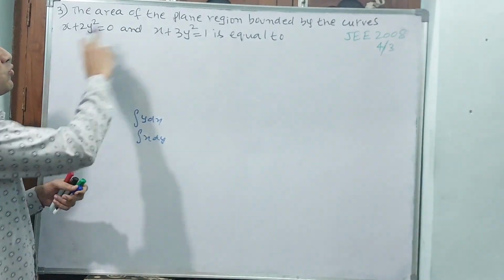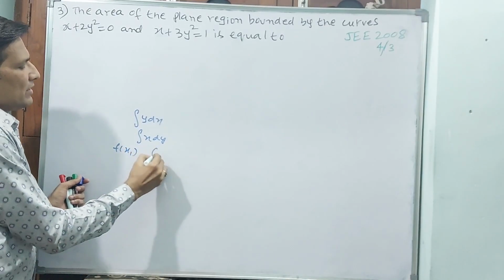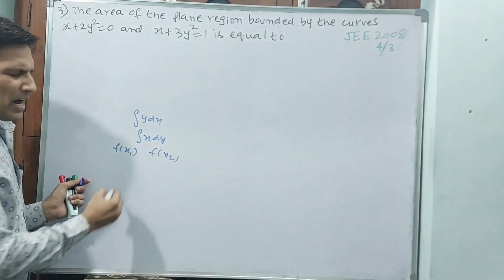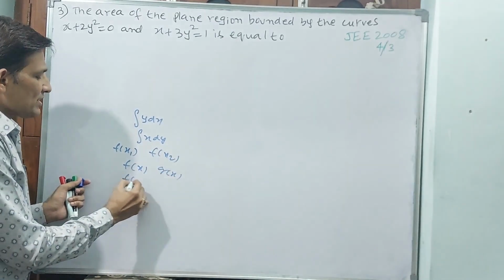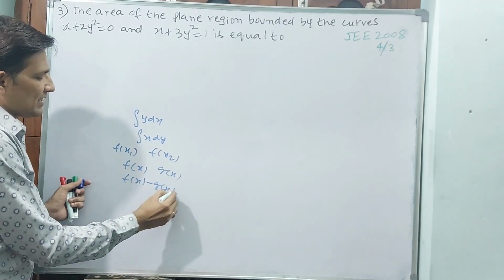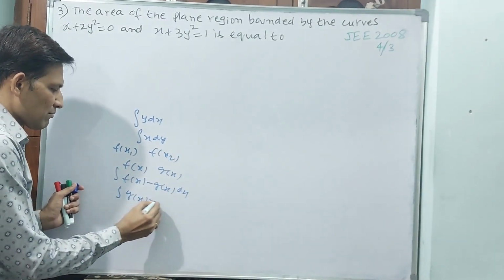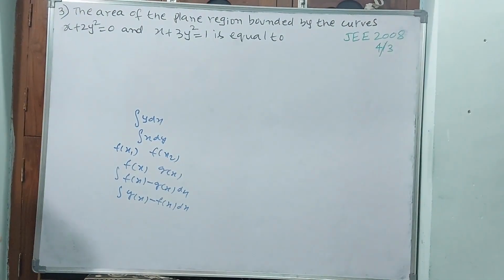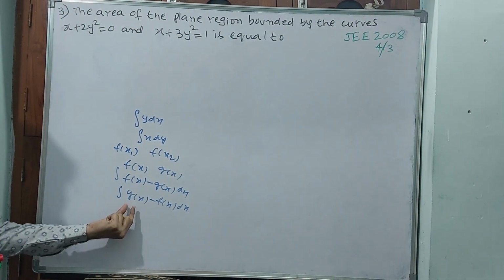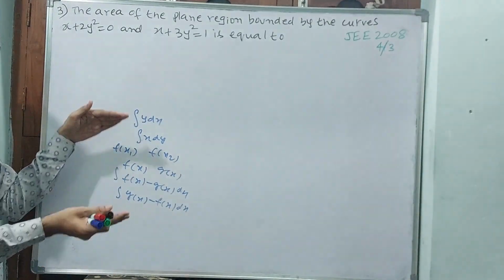Another thing, if two curves are there, say f of x and g of x, how are you going to decide between f of x minus g of x integral dx, or integral g of x minus f of x dx? That means which one has to be subtracted from the other. This is also very important, because for the area between the region you have to subtract.